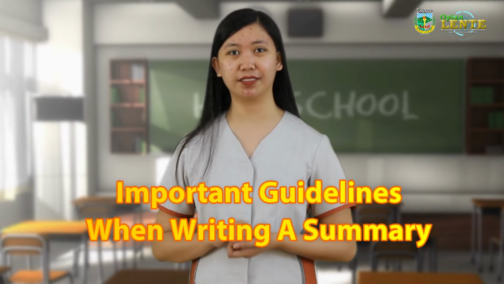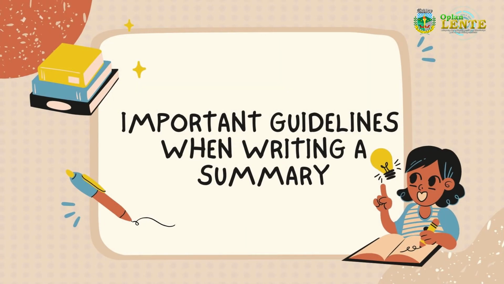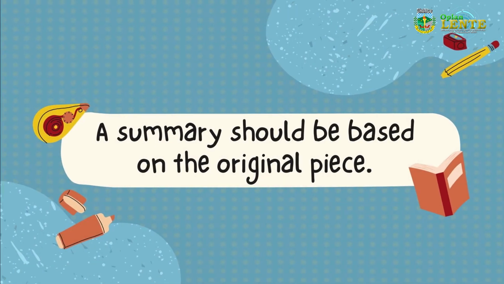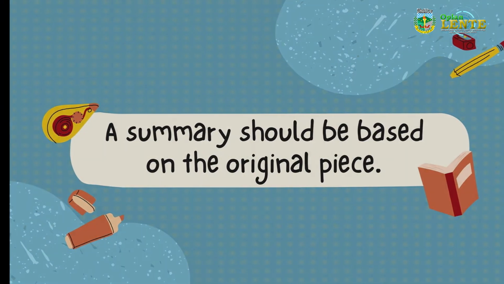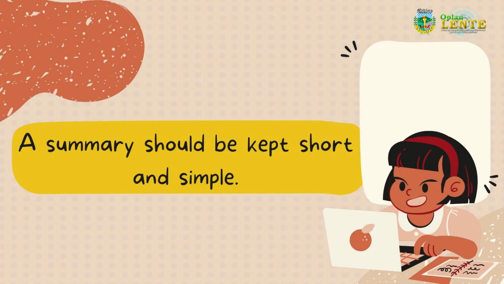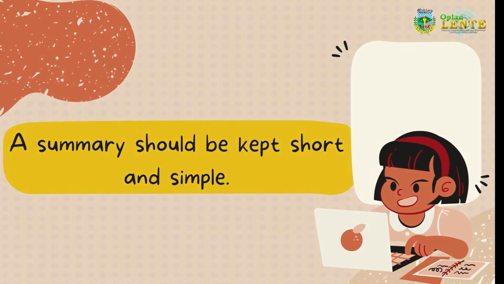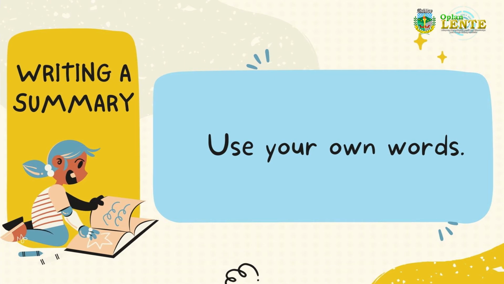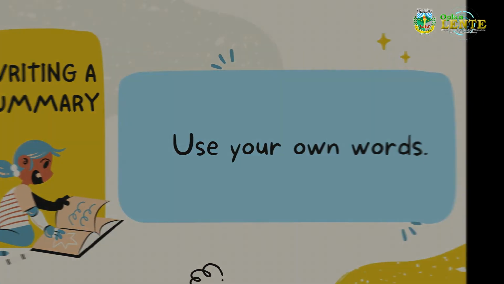Since the summary is a shortened version which presents the gist of a specific material, it is important to consider these important guidelines when writing them. First, a summary should be based on the original piece. Read, understand, and comprehend the text, and use your own words in summarizing it. Second, a summary should be kept short and simple, shorter than the original text. Third, use your own words. Use your own words to retell the most important ideas in a given text. Using one's own words makes the summary easier to read and understand.